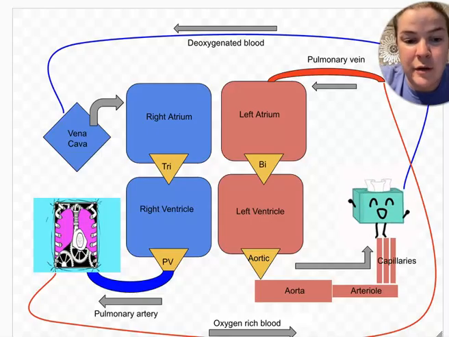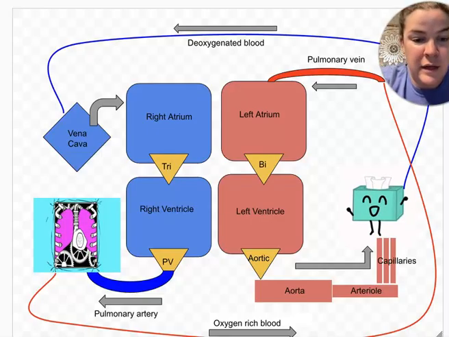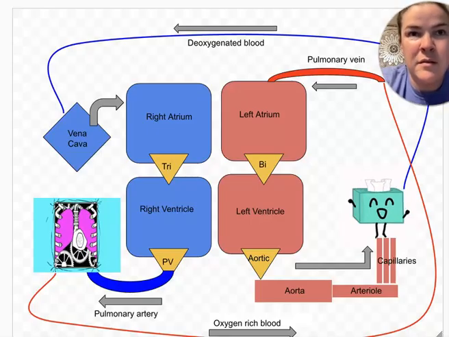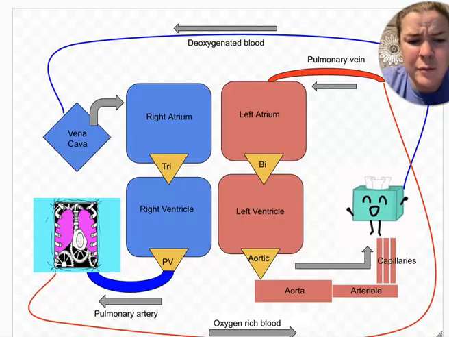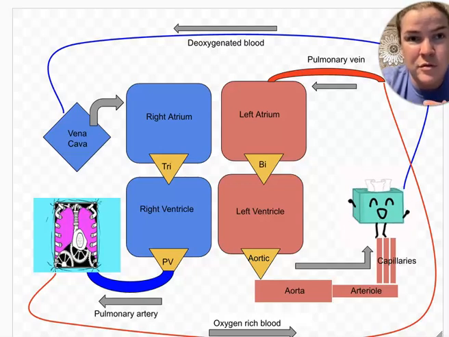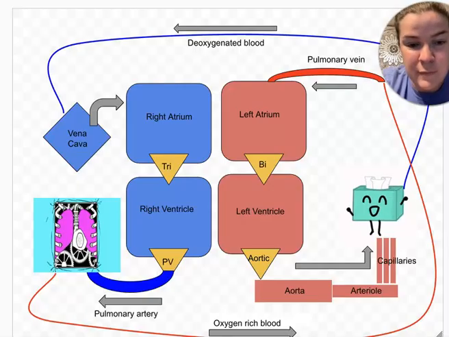Now I want to start our pathway at the lungs today. When oxygen is inhaled, it ends up in these small sacs called alveoli at the base of the lungs, and this is essentially where oxygen is transported into the capillaries and binds to a protein called hemoglobin.